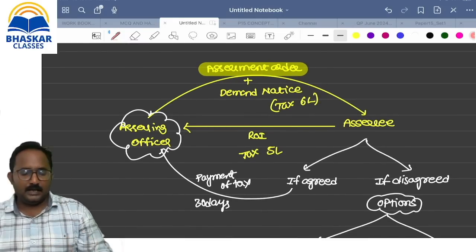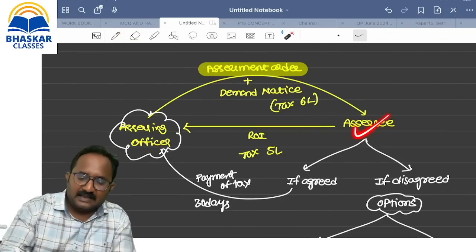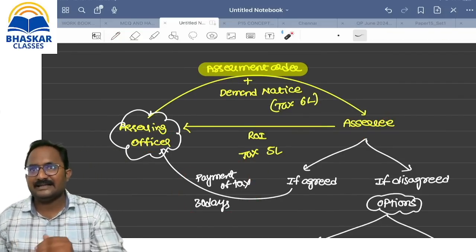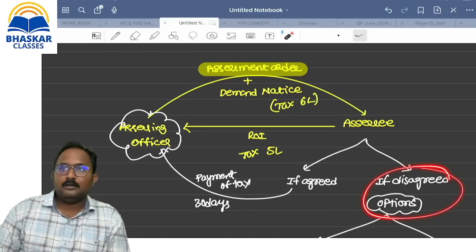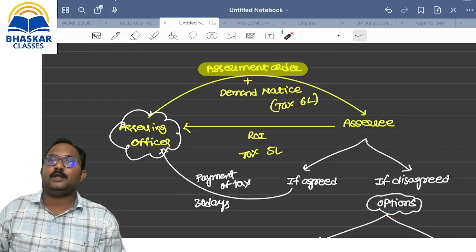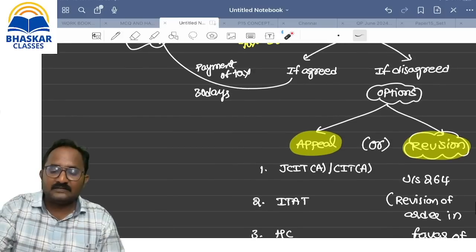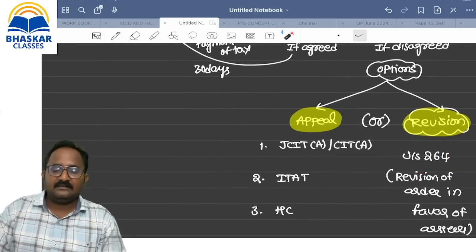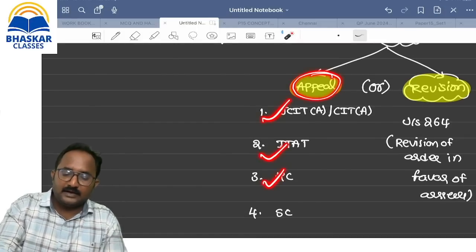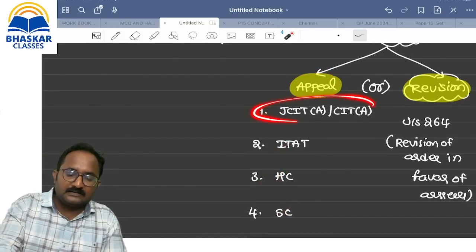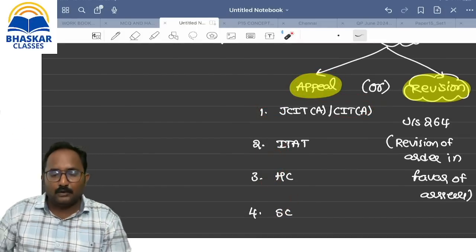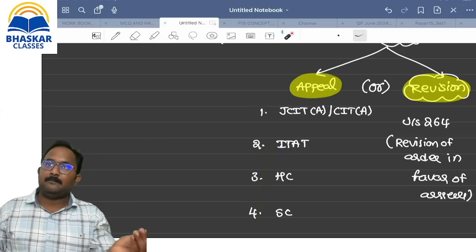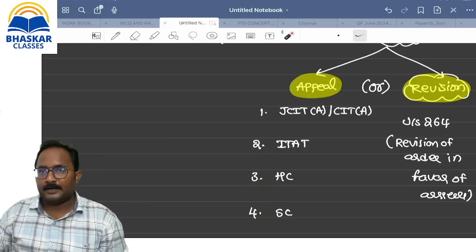4. If any AO order is passed and the assessee accepts it, he has to pay the tax liabilities within 30 days as per the demand notice. If he does not agree, here the order is against whom? The assessee. Now the assessee can ask for revision in his favor under section 264. Next, either he can go for appeal also in front of each authority. Can you tell me, before the first level of appellate authority, who can be the applicant? The assessee only. In front of these 3 authorities, either the department or the assessee can apply.